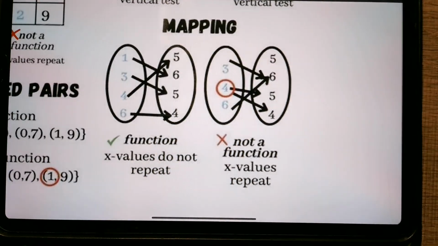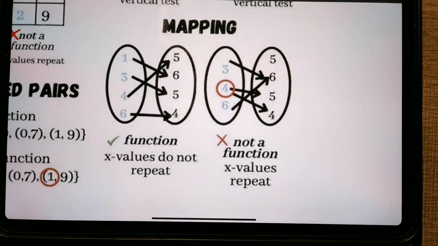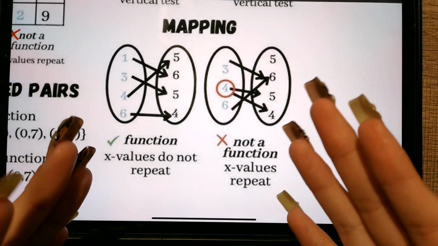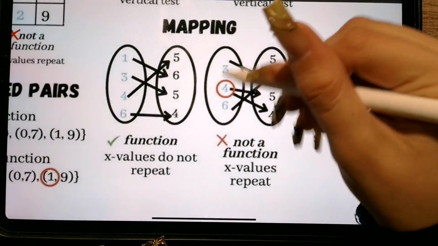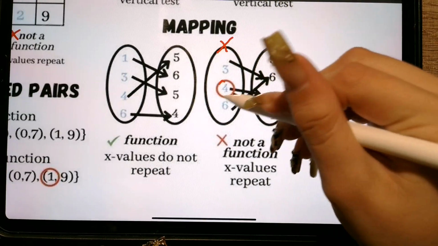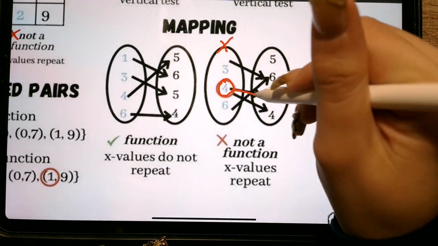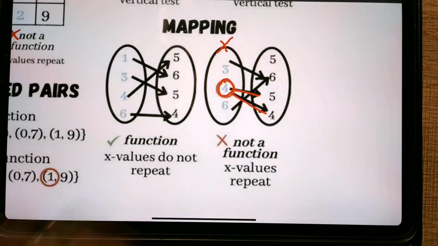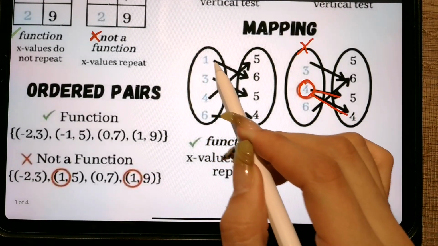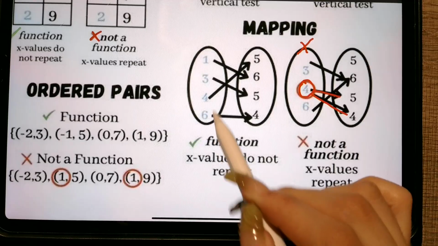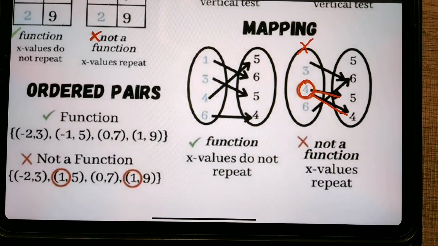We really won't see mapping like this, but this kind of just helps some visually. So we're seeing like the input of 4 having 2 outputs. Like that's not okay, right? And then this one, you only see one arrow coming out of each of them, so you know each of them is only having one output.